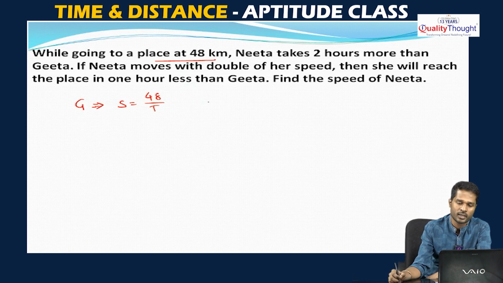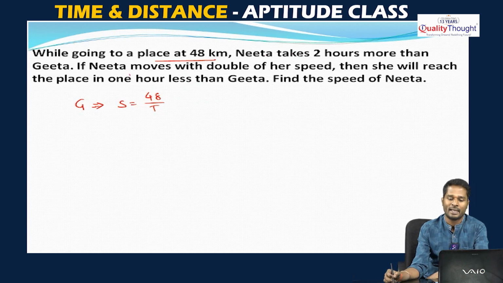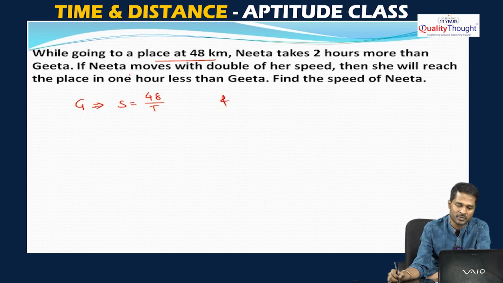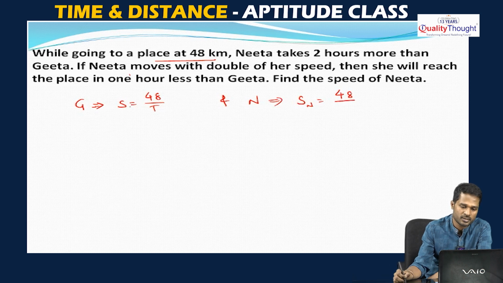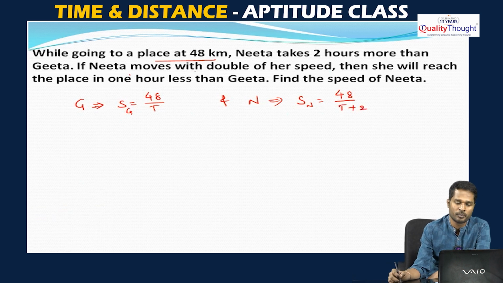Now check what the question says: while going to a place at 48 kilometers, Neeta takes 2 hours more than Geeta. So for the same distance, we don't know the speed, so I am taking the speed of Neeta as Sn. So consider the speed of Geeta and the speed of Neeta, she will take 2 hours more than what Geeta will be taking. So Neeta will take 2 hours more.